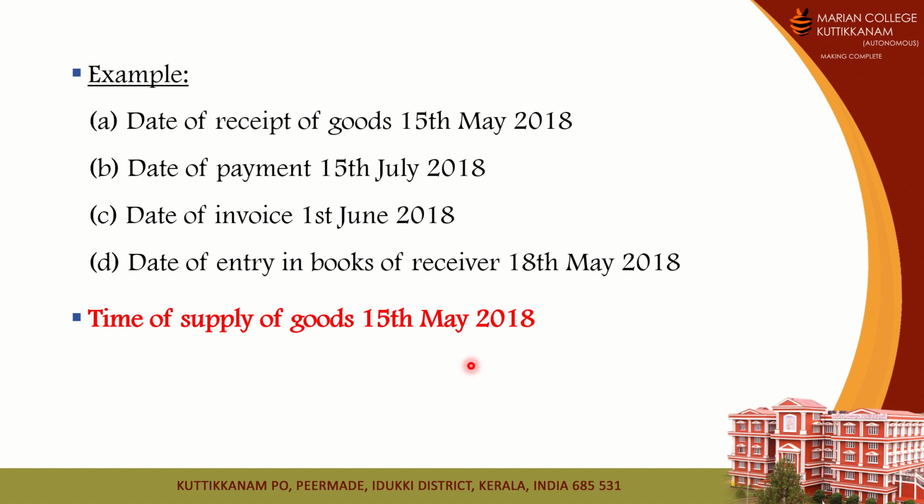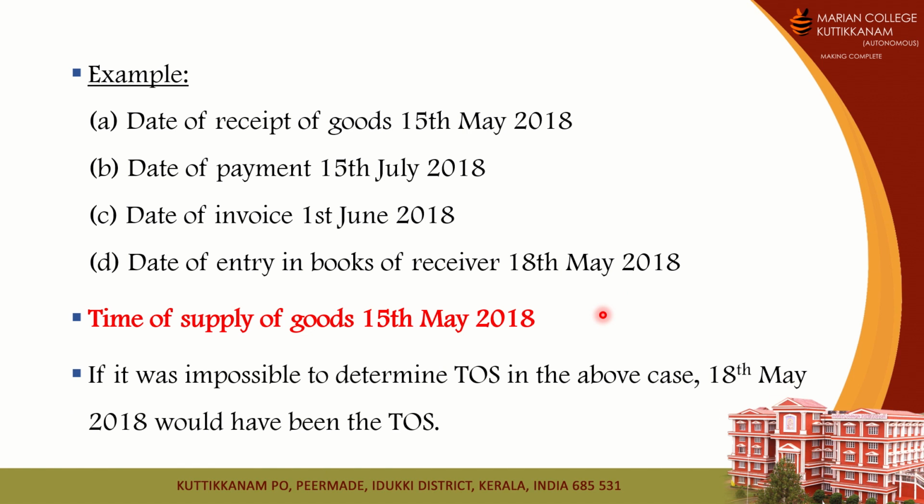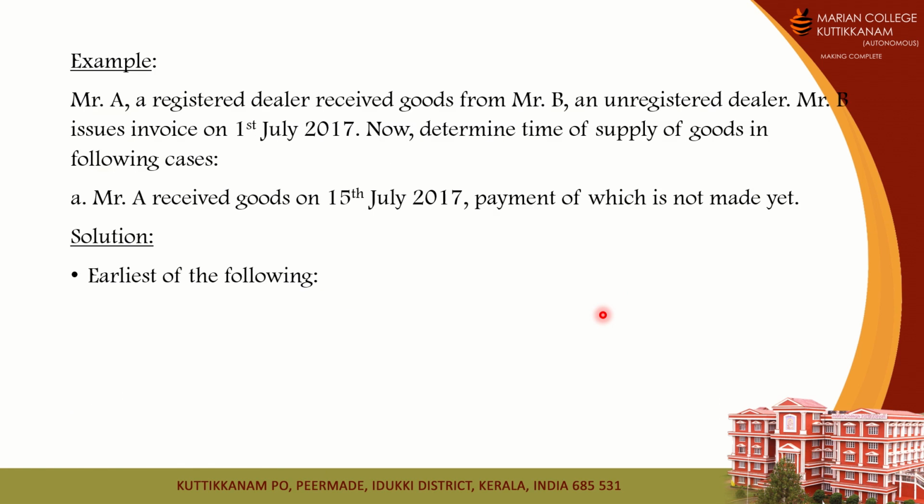Suppose we were unable to find out, or it was impossible for us to determine, the time of supply. In that case, what would have been the time of supply here? As per the provision, it will be the date of entry in the books of account of the recipient. So that is 18th May would have been the time of supply in that case. That is mentioned here. TOS means time of supply. I hope this example is clear for you, right? Then we'll go to another example also.